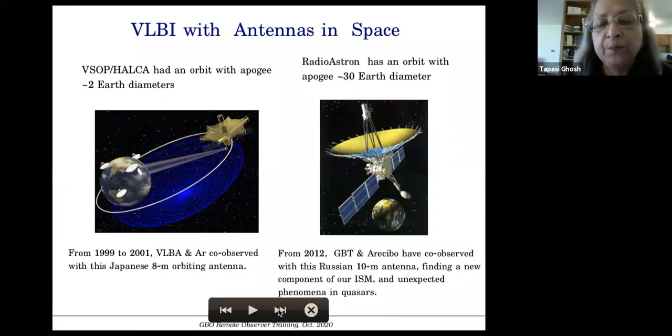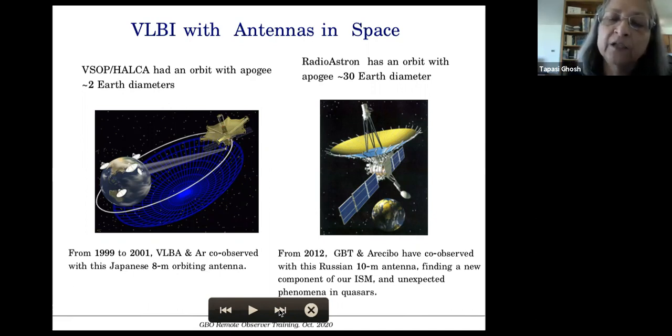These are the two space antennas I mentioned earlier. This was the Japanese antenna. It worked between 1999 and 2001. And RadioAstron worked for a very long time. GBT actually provided tracking, and also sent the LO information up to the antenna when their hydrogen maser clock didn't work. So it was a good collaboration.